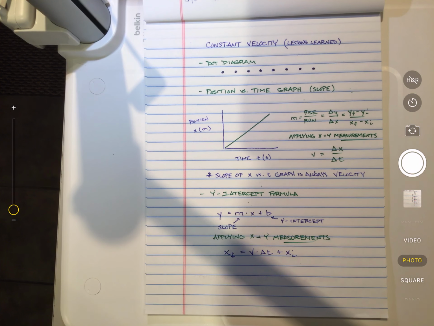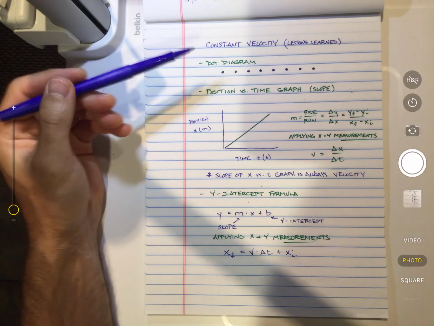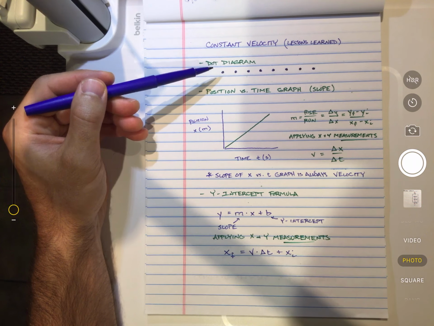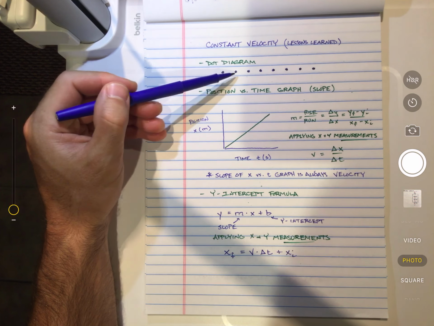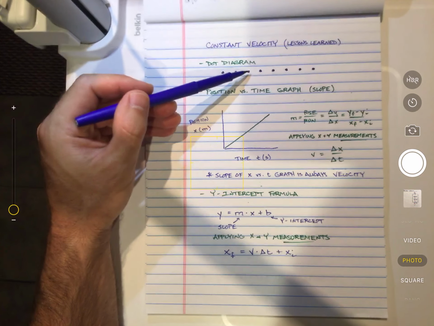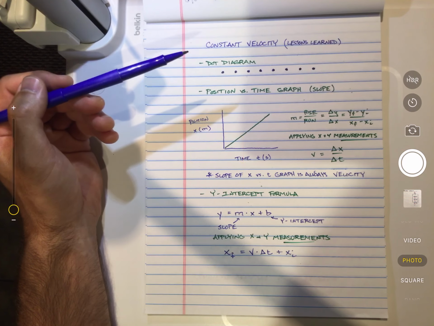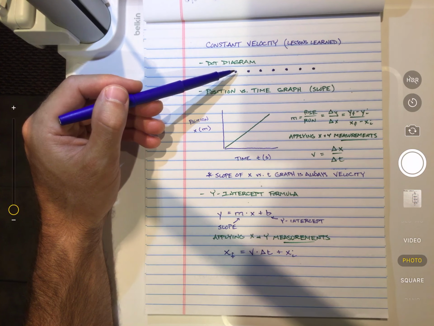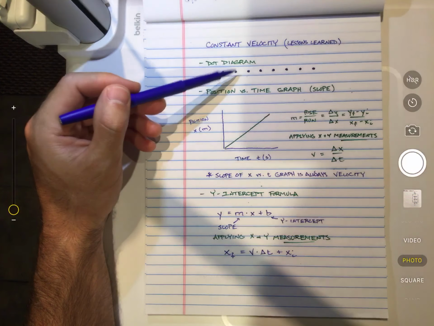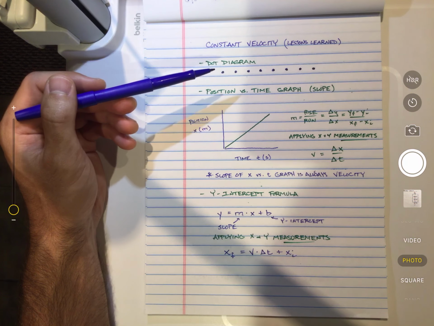All right, here's our quick summary on what we learned about constant velocity. So the first thing we notice is that we can actually represent positions with dots, and we call these dot diagrams. If they are evenly spaced, that means the position changes by the same amount every time. Of course, changes in position are displacement, and if that happens over an amount of time, that is then velocity.